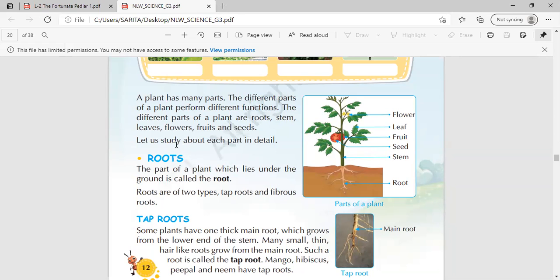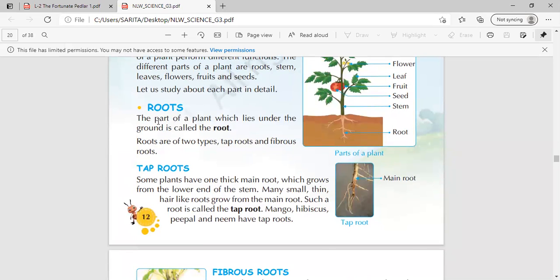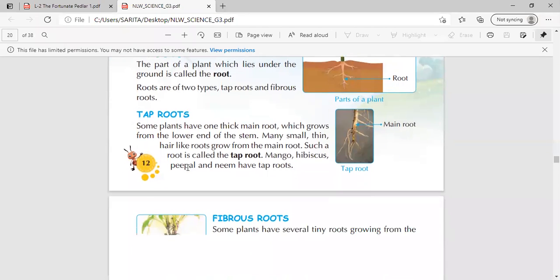First of all, we will read about roots. What are roots? The part of a plant which lies under the ground is called the root. As I told you and showed you, the part which lies below the ground is called root. Roots are of two types. First is tap roots and the second one is fibrous roots. Right? Let's know about the tap roots.